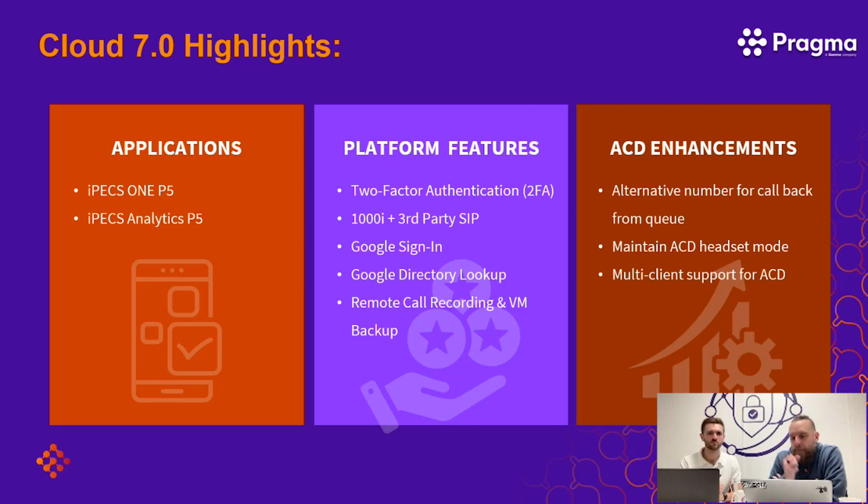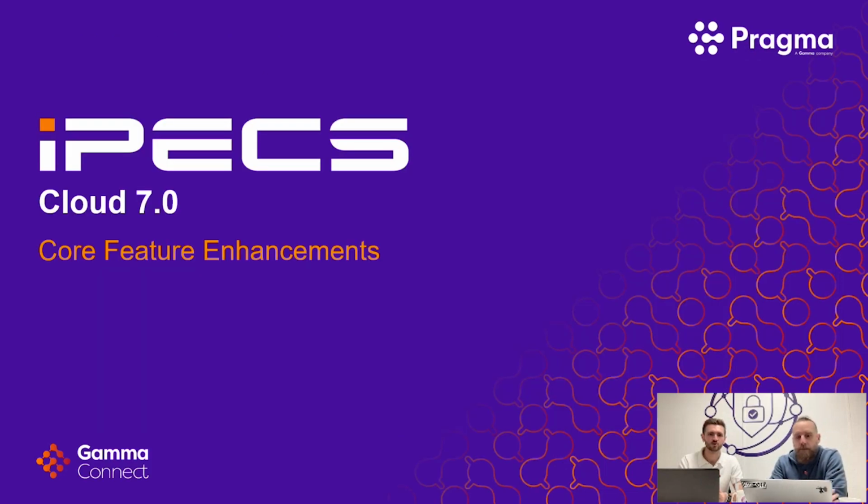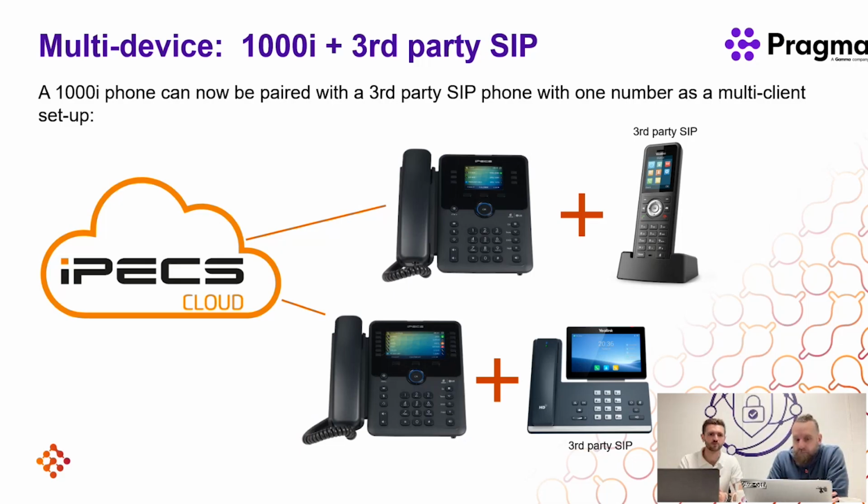So applications wise, there's a number of bits happening around iPECS 1 and iPECS Analytics. We've got what I would refer to as core platform updates going on as well, and we continue to see the enhancement around ACD, what I like to refer to as contact center lite, informal contact center, whatever label you want to put on it. But in terms of competitive position, it puts us in a really strong place. There's a lot of really good positive updates following from last year on that as well, isn't there? Yeah, exactly. Perfect.